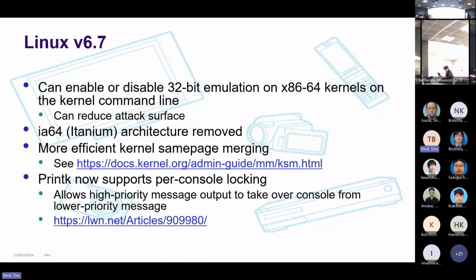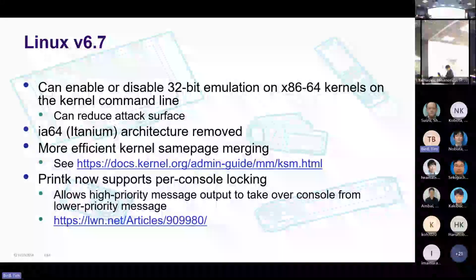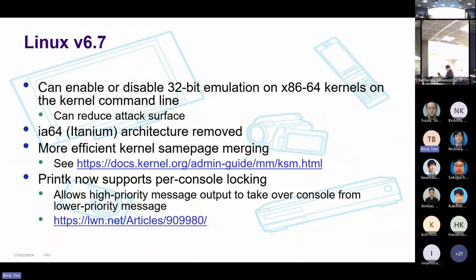The Itanium architecture was removed, so additional architectures get added and architectures get taken away. There's more efficient kernel same page merging, and I'll talk more about that later.